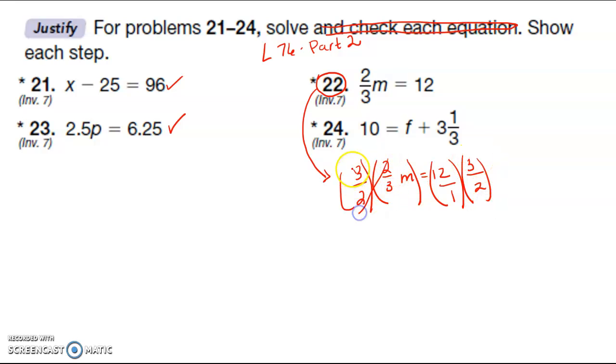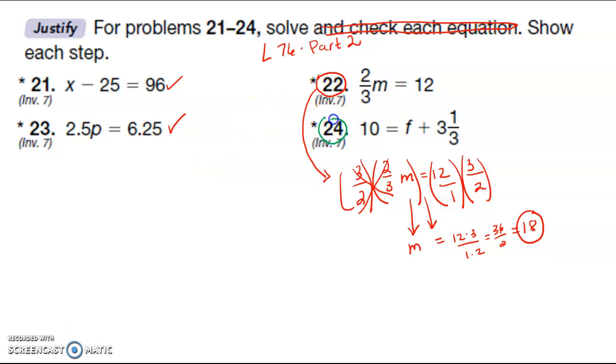So this all cancels out. M comes down. My equal sign comes down, and I have 12 times 3 over 1 times 2, which is 36/2, which is 18. Let me change colors.